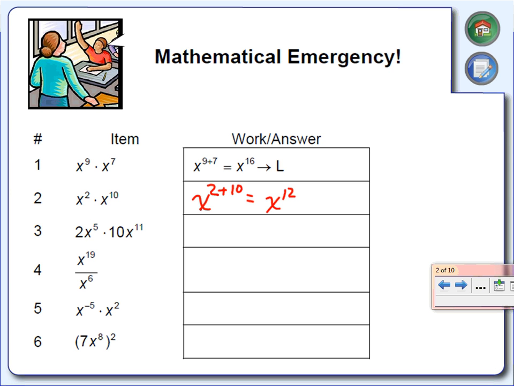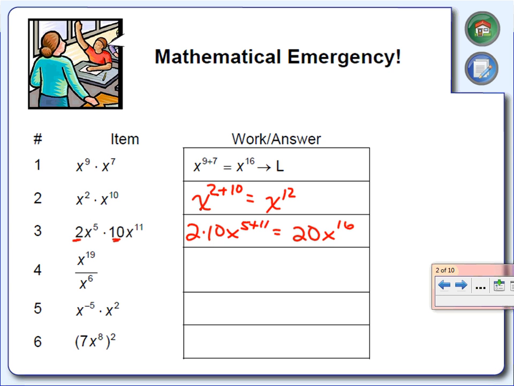Number 3, a little different here. This time we have some big numbers in front of the variables. Those are called coefficients. And what are we going to do with those coefficients? Multiply them. So we're going to multiply the 2 times the 10. Then we'll go ahead and add up the exponents just like we did with number 1 and number 2. All right, so 2 times 10 would give us a 20. And if I add the 5 plus 11, that would give us a 16. So number 3 should be 20x to the 16th power.